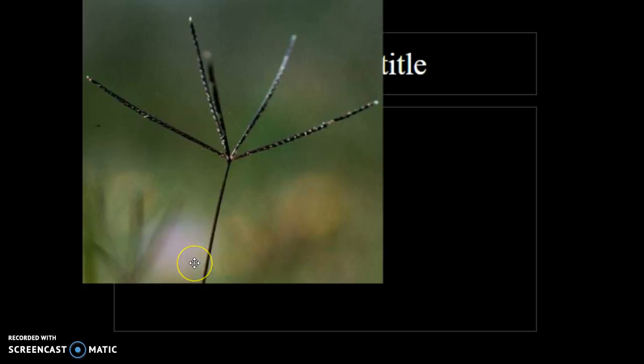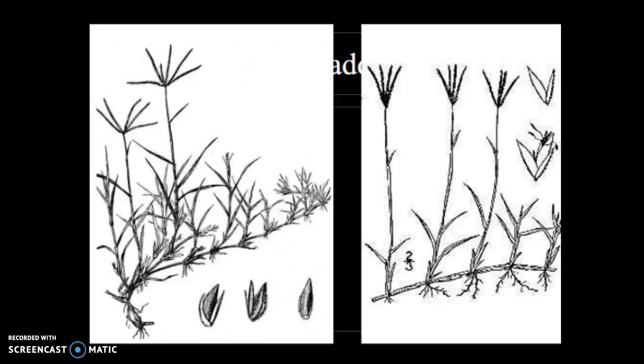This is actually what the seed head will look like. A lot of times, if it's used on a golf course or on a lawn, you're not going to see the seed head because usually people are going to mow it before you see this. And this is kind of a picture of the way that Bermuda grass is going to go ahead and grow.